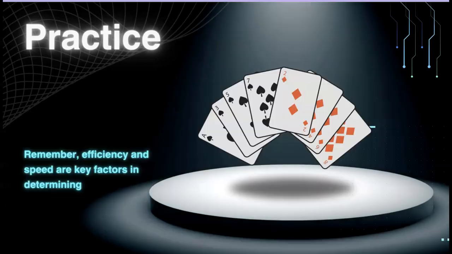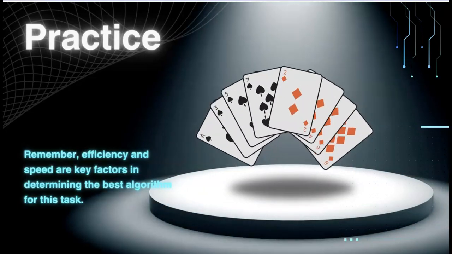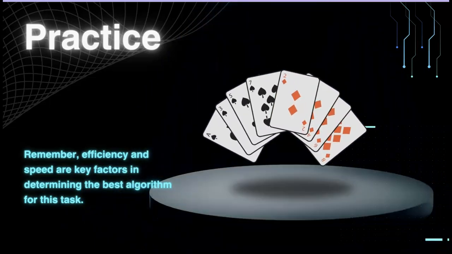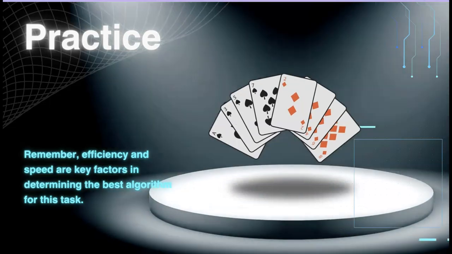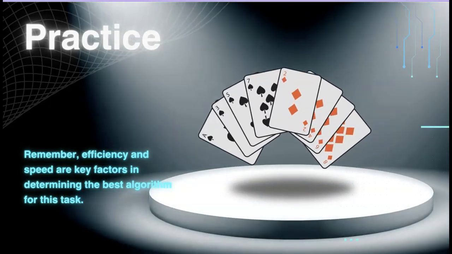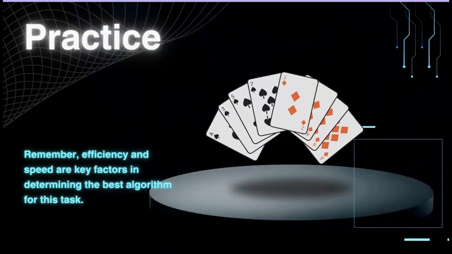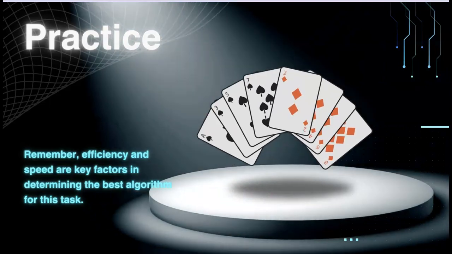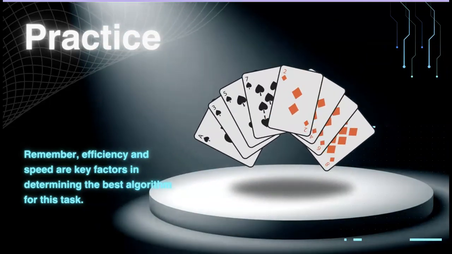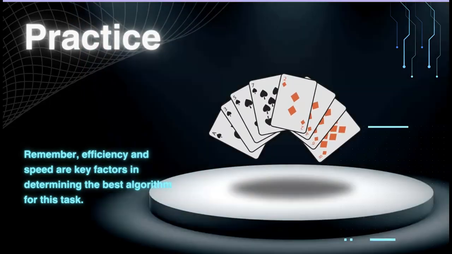All right, now that you've got some instructions, now you give it a try with your deck of cards. Choose the algorithm you want to use, bubble sort or quick sort. Follow the steps carefully to sort the deck of cards in ascending order. Remember, efficiency and speed are key factors in determining the best algorithm for this task. Set a timer to see how quickly you can sort the deck of cards using your chosen algorithm. Then use the other algorithm. Focus on accuracy and speed while arranging the cards.